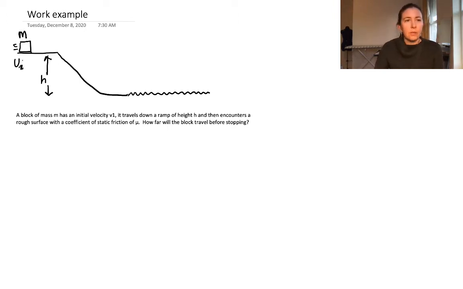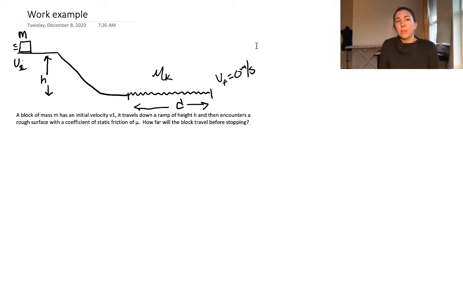It's already traveling. That block's going to travel down this frictionless ramp and then encounter this rough surface that has a coefficient of kinetic friction of, let's just call it mu sub k. And the question is, how far does the block travel before coming to a stop? Coming to a stop means that our final velocity over here will be equal to 0 meters per second. All right, this is an energy conservation problem.